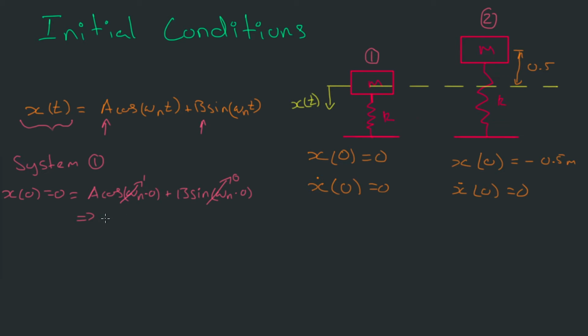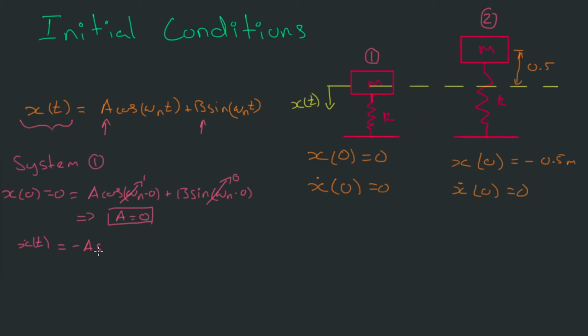So this just gives us a equal to 0. All right, so we found our first constant. So now what we have to do is take the first derivative of the general solution. Now I'll just write out the full derivative first. How about that? Minus a.